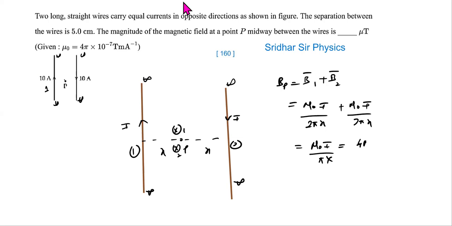Mu naught value is 4 pi into 10 to the power of minus 7, with the current and pi x, where the separation is 5 by 2 into 10 to the power of minus 2. Solving this, in terms of micro Tesla, we get 160 into 10 to the power of minus 6 Tesla. The formula for magnetic field due to a long wire should be used here.